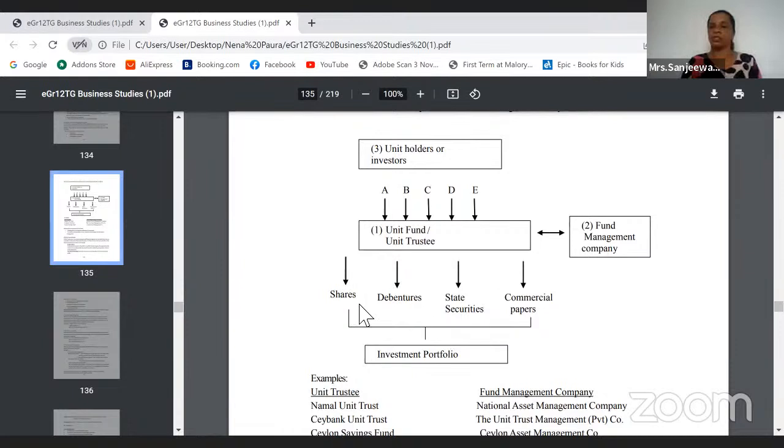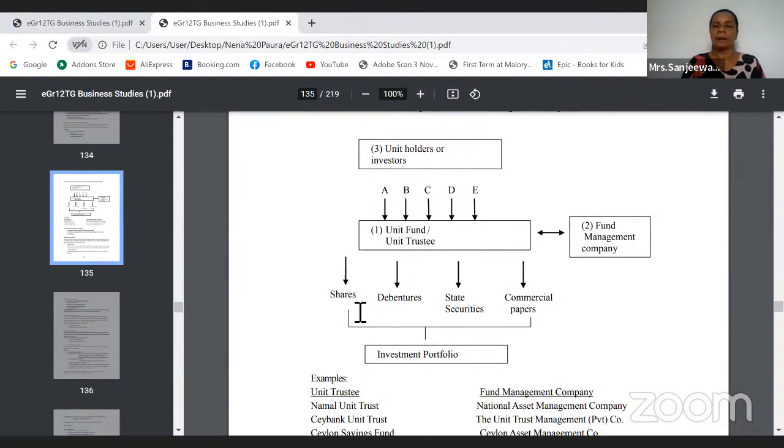So what the fund management company does is invest in shares, debentures, state securities, commercial papers, right? That's known as the investment portfolio. So unit holders are the investors. They have a fund. They consult the fund management company, which invests in different portfolios. This is the connection. Okay.